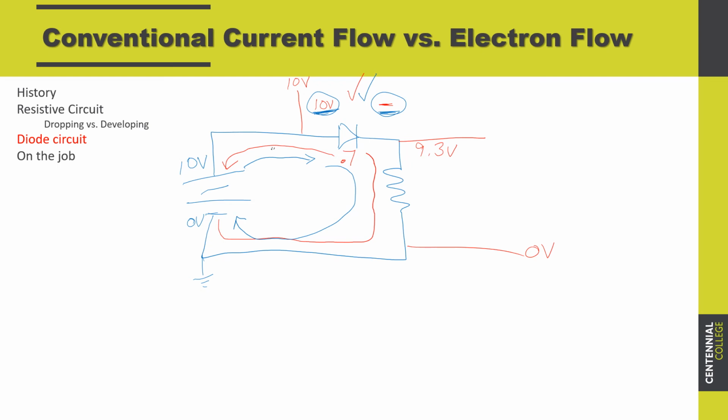Now, if I talk about conventional flow, I've dropped 0.7, which left me with my 9.3 here. I dropped 0.7 over the diode, leaving me with 9.3. I dropped another 9.3 over this resistor, and that left me with 0 back at my terminal. So once again, going one way or the other, we get the same results, and you realize that it doesn't really matter how you describe it, the voltages are always the same. And so then I can finish up by telling you how this matters in the real world.